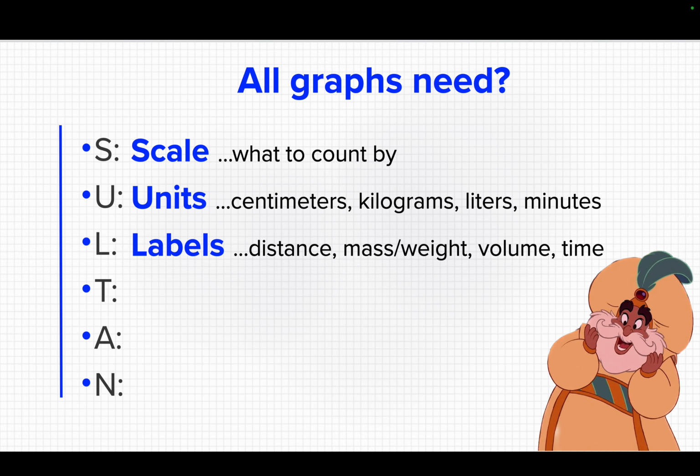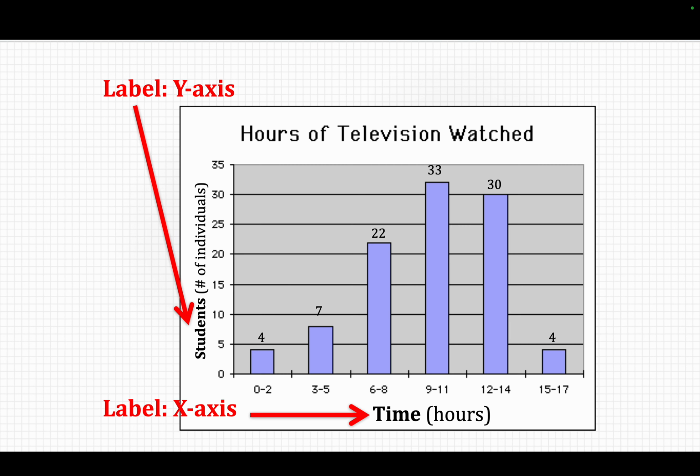All right, L is for labels. There we go. So we've got basically a description of what the unit is. So it's number of individuals. Oh, that means those are students. Or it's hours. Oh, that's a measure of time.